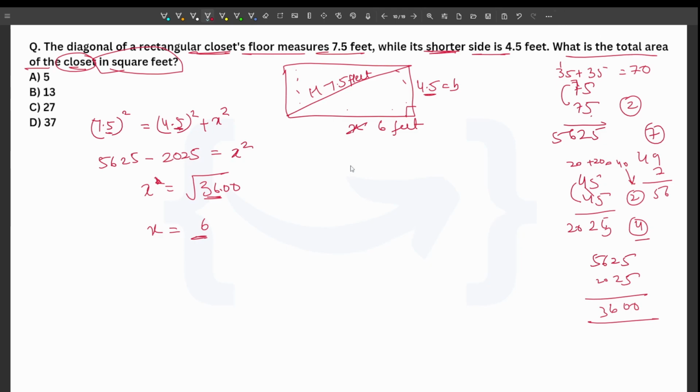So what is the total area? Area of rectangle is length into breadth, isn't it? Length we know, 6 into 4.5, what will it be? 6 0s are 0, 6 5s are 30, 0, 3 carry, 6 4s are 24, 25, 26, 27. So we have 27.0 square feet as the answer. So this is our answer, which is 27. C option is the right option for this particular question. I hope you got this as well.